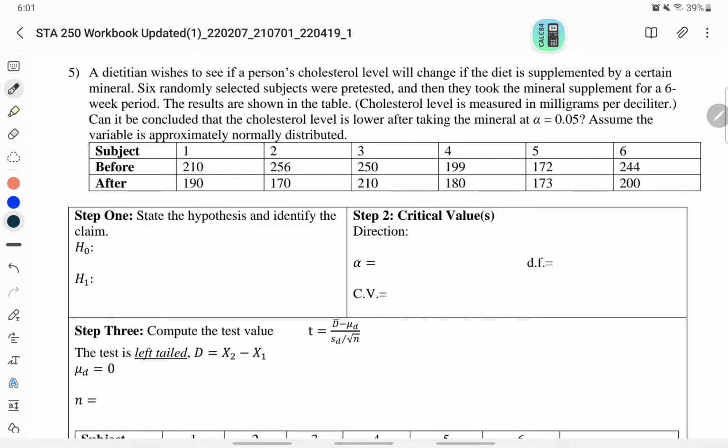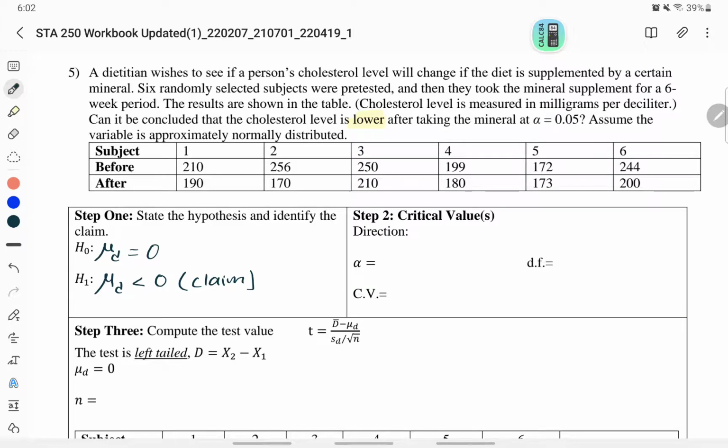So once again, the null hypothesis will state that there is no difference between the before and the after cholesterol levels. Mu sub D equals 0, because if there's no difference, that means the difference is 0. In this case, we're looking to lower the cholesterol levels. Lower indicates a left tail test. Therefore, mu sub D is less than 0. And that is the claim that we're trying to find evidence to support.